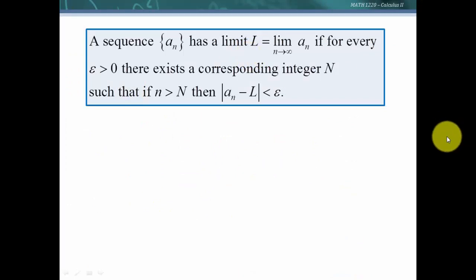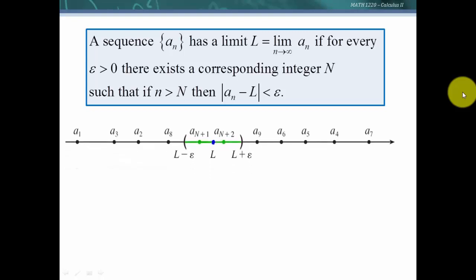So let's formalize this idea. A sequence a sub n has a limit L, expressed in our notation here, if for every epsilon greater than 0 there exists a corresponding integer N, such that if n is greater than that N, then the sequence term is within epsilon of L, and that says the absolute value of a sub n minus L is less than epsilon. So here's a formal definition of that notion that we were just seeing.